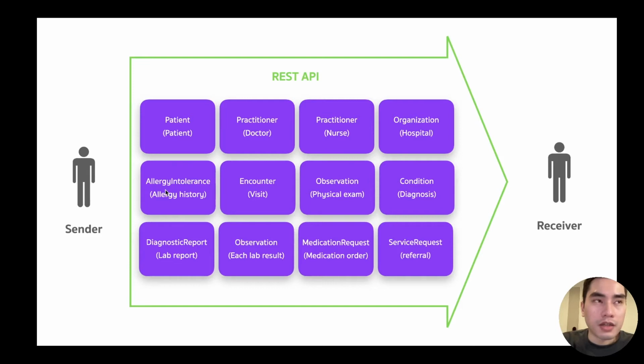If we want to send the drug allergy or food allergy, we need to send this allergy intolerance resource. We want the encounter resource for the visit, observation for the lab, condition for the diagnosis, and go on and go on. So just for a simple OPD visit, we need 12 resources.